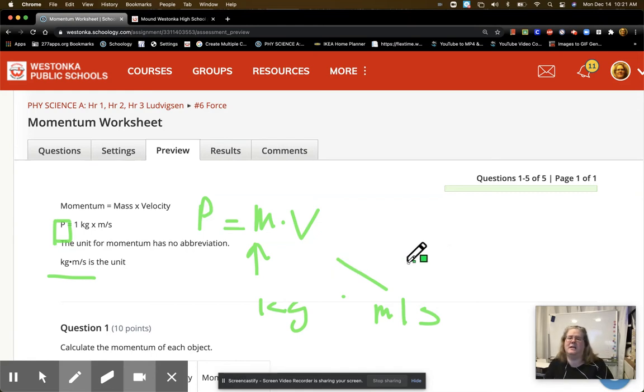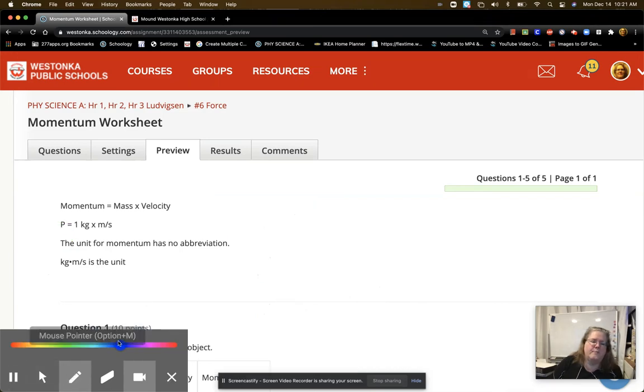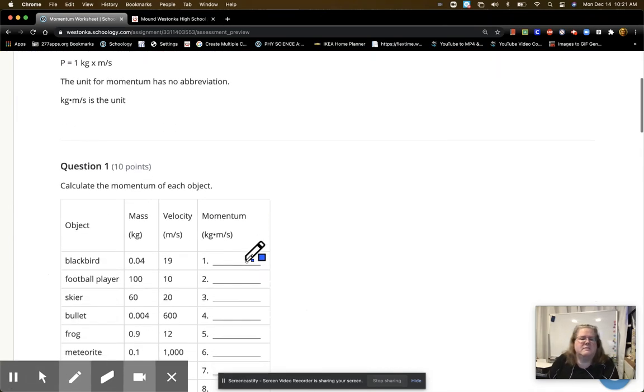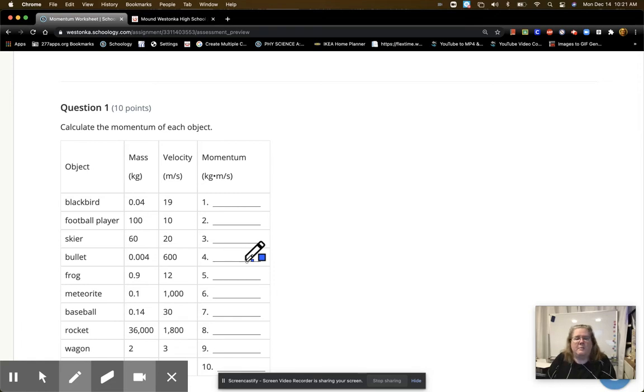And unlike newtons, a newton, kilograms times meters per second squared, there's no abbreviation. So I have to actually write out for momentum kilograms times meters per second. So there's no shortcut, no way around it. Okay, so as we look at this, we're going to do some actual problems with momentum.